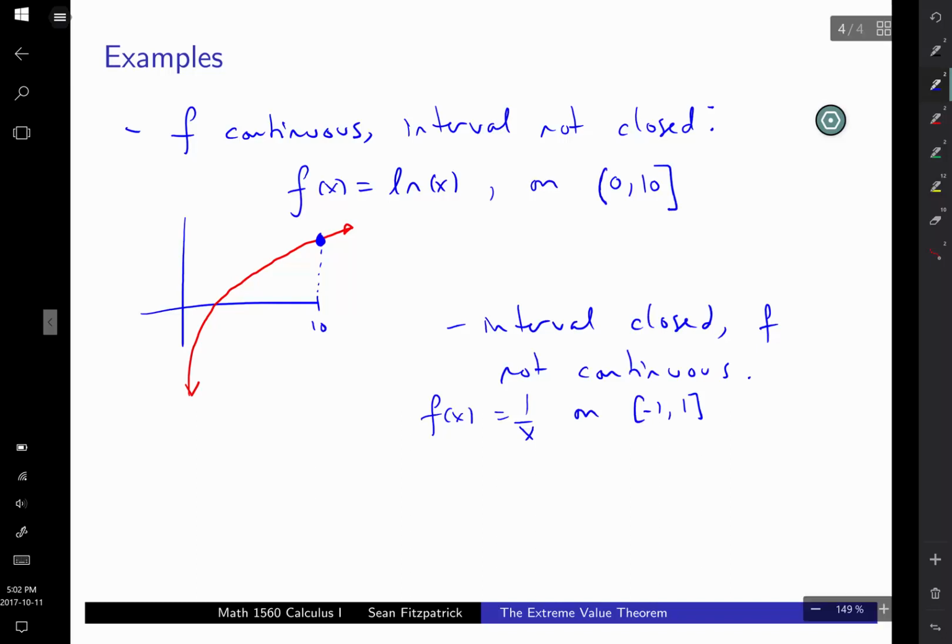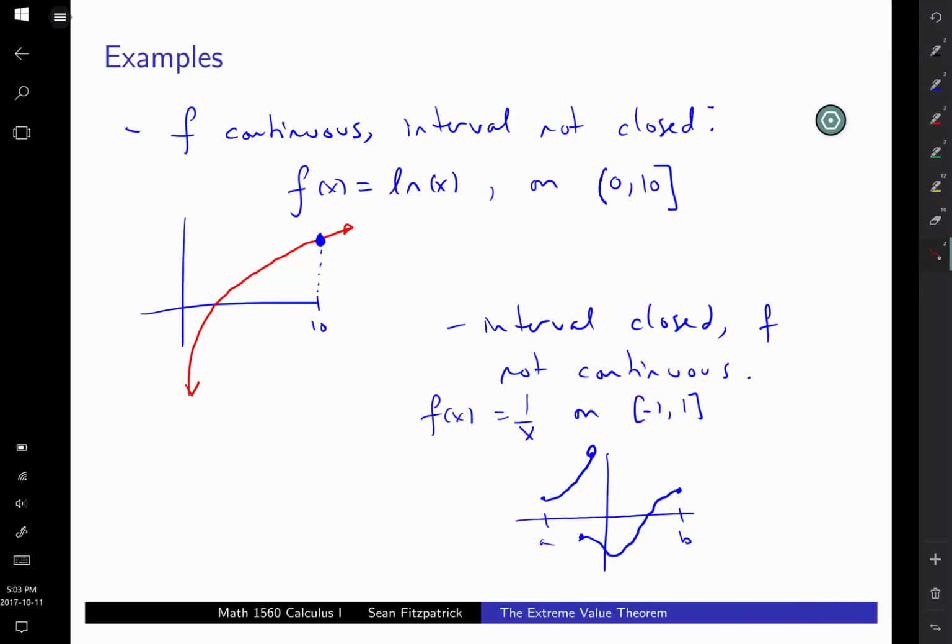Or even just graphically, I could have something like this, right? I could go from a to b, and maybe I start here, and I head up, and I don't quite reach that point, and then I have a jump, and I come down to here, and then I go down. I could have something that looks like this, where I do have a minimum. I would have a minimum down here, but I don't have a maximum because I never quite reached that point.